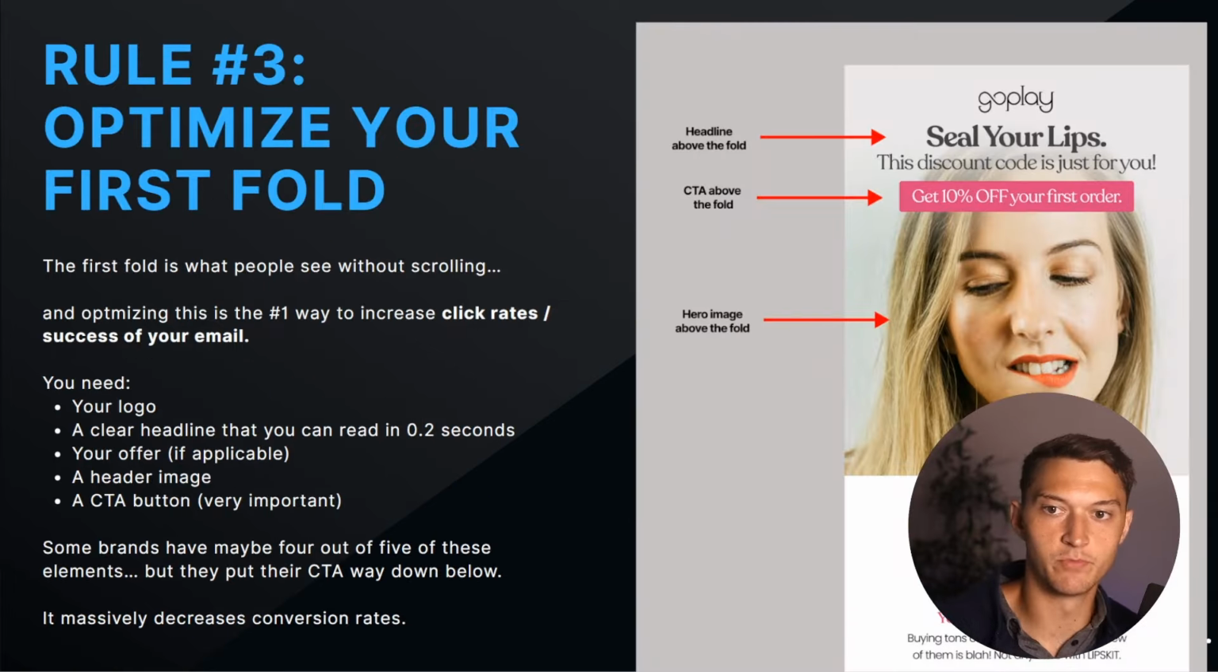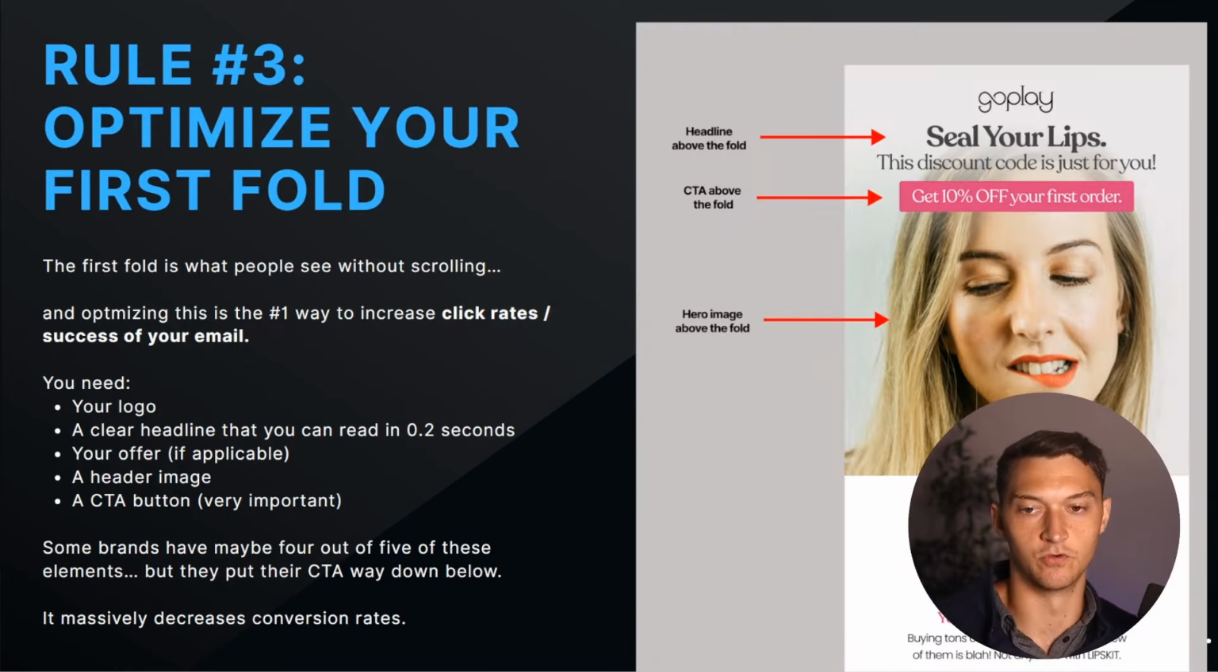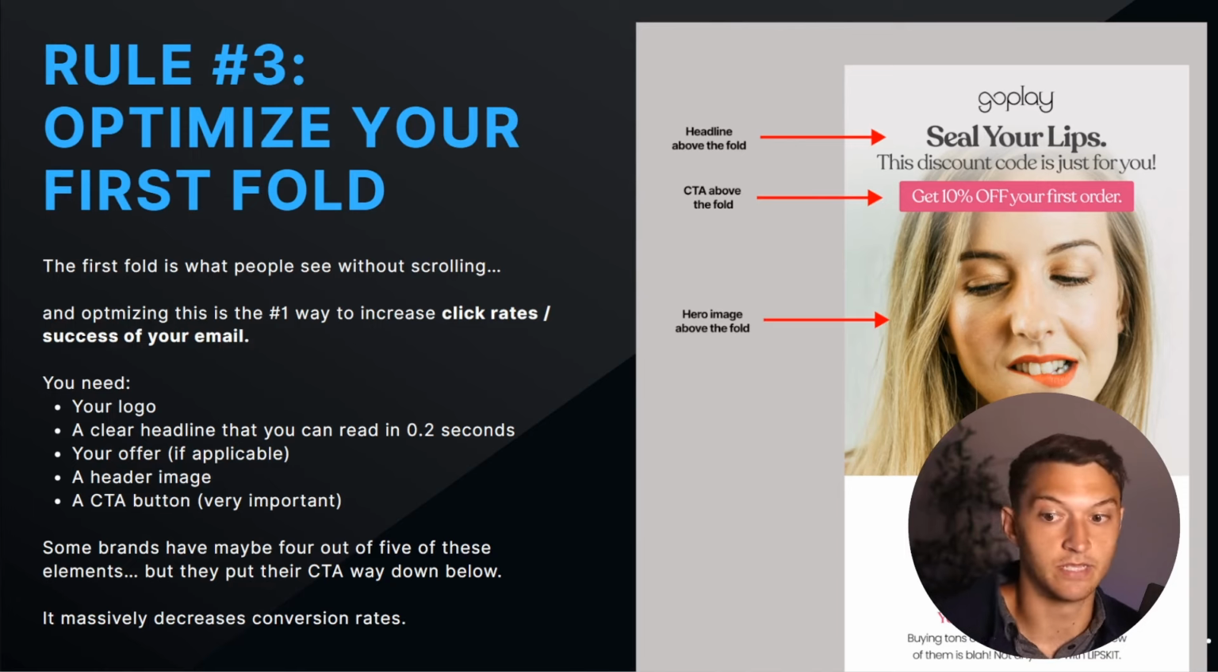All right, so rule number 3 is optimizing your first fold. This is what people see within the email without having to scroll. And optimizing this section is the number one way to increase click rates and the overall success of your email. So you need your logo, you need a clear headline that you can read in like 0.2 seconds. You need your offer if it's applicable, you need your header image and a CTA button. You need all of that within that first section of the email.